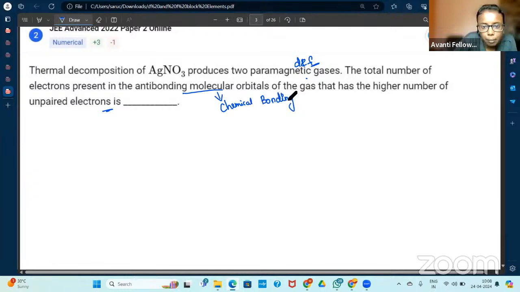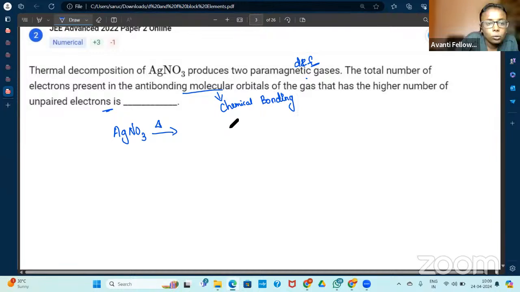So what you're going to do is decompose AgNO3. When you decompose AgNO3, what are the gases you'll be getting? When you do the thermal decomposition, what are the gases you'll be getting?